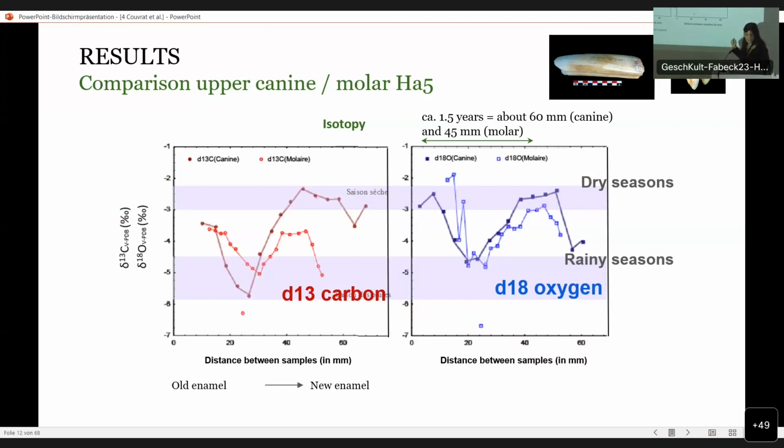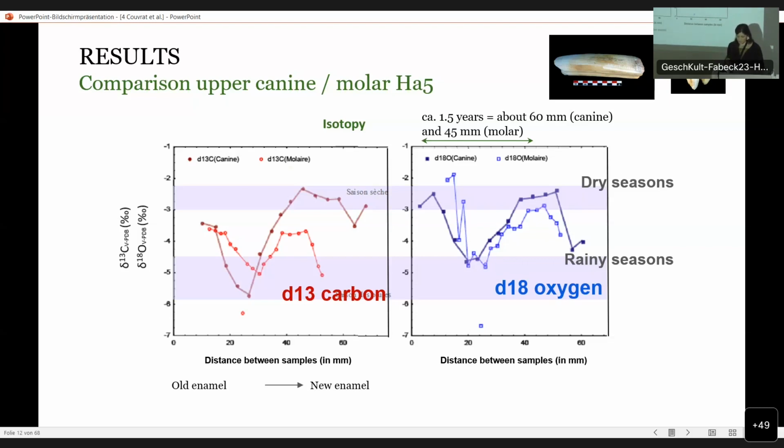You can see the carbon in red and in blue the oxygen, and in the light red and blue the data are for the molar, and in dark red and blue for the canine. You can see that the isotopic variation shows a pattern corresponding to seasonal cyclicity. And according to the amount effect, the high value in oxygen ratio corresponds to dry season, and the low oxygen value corresponds to rainy season.